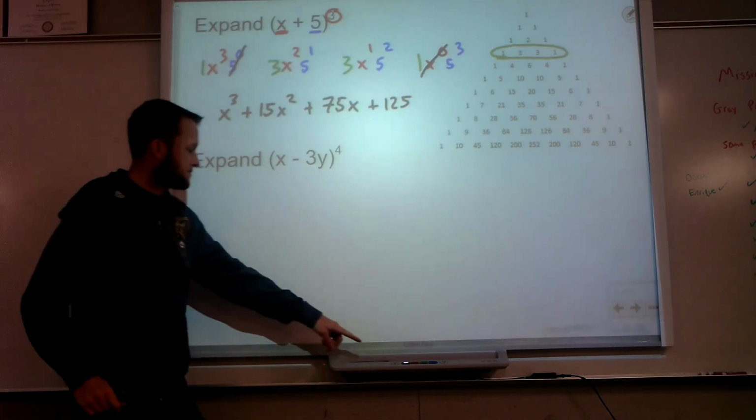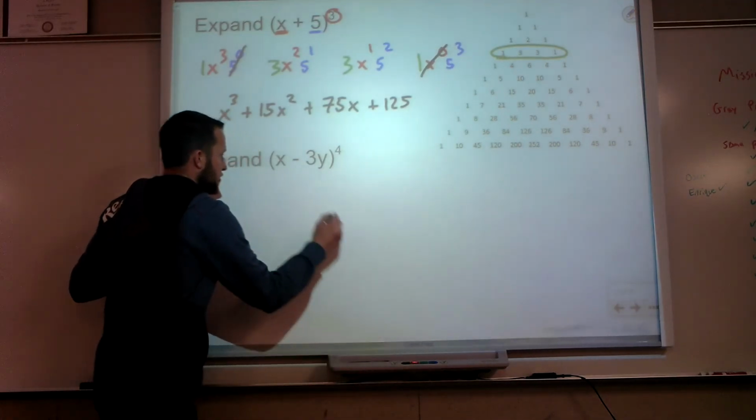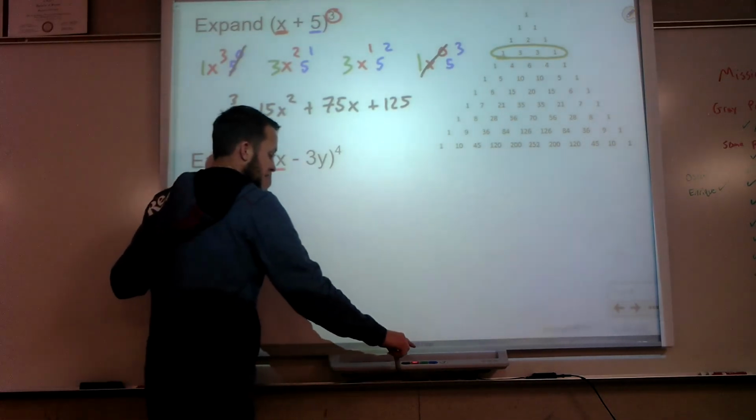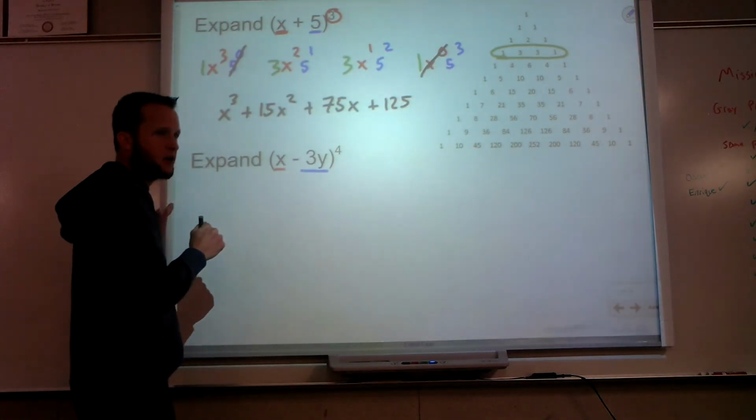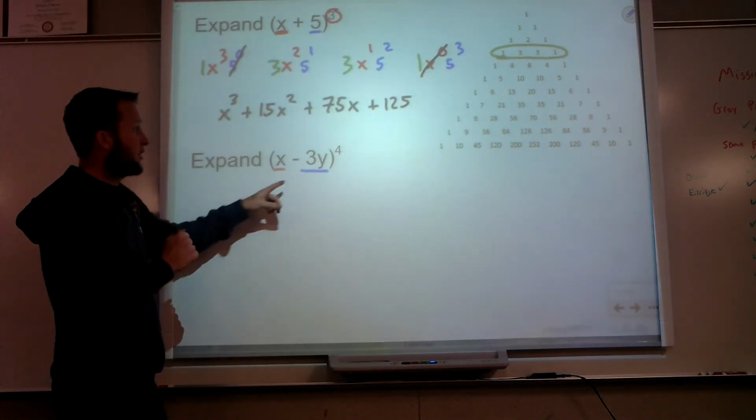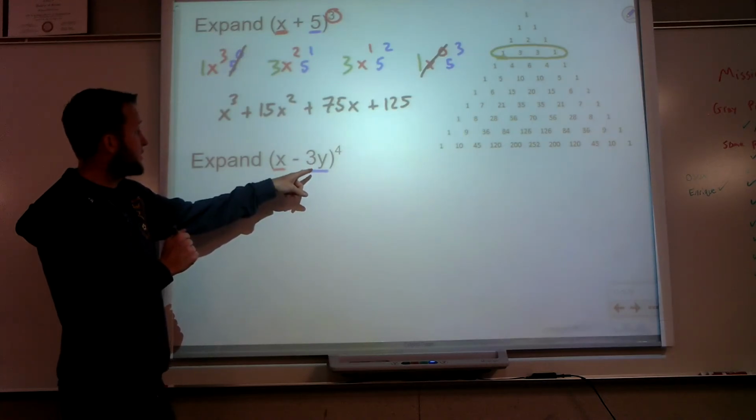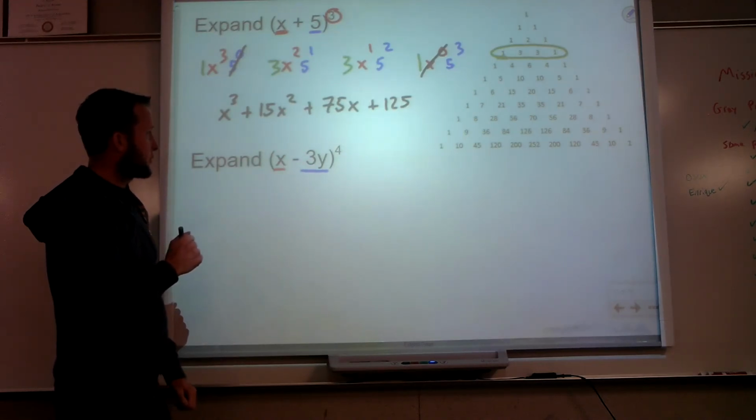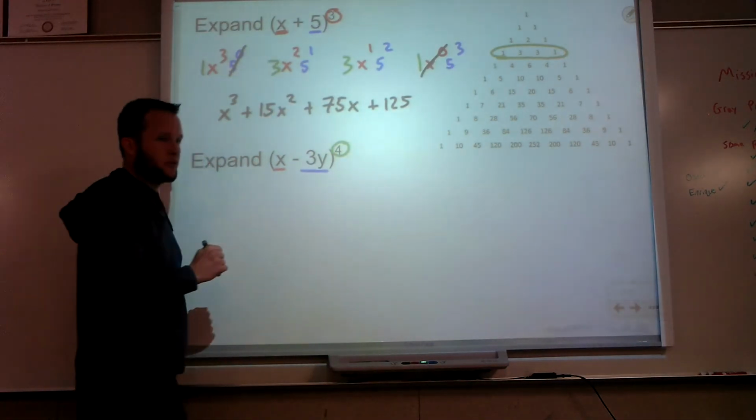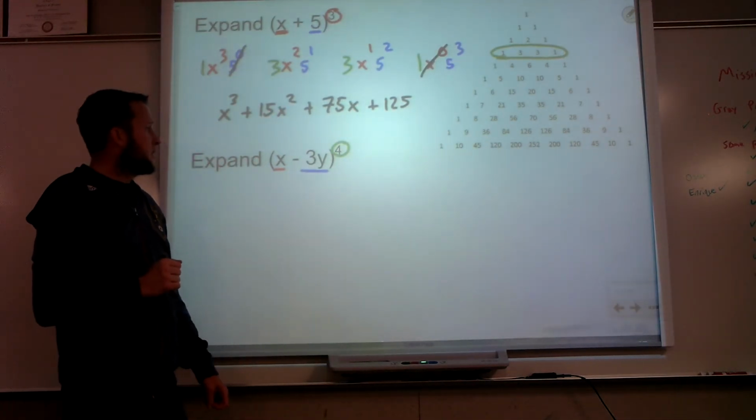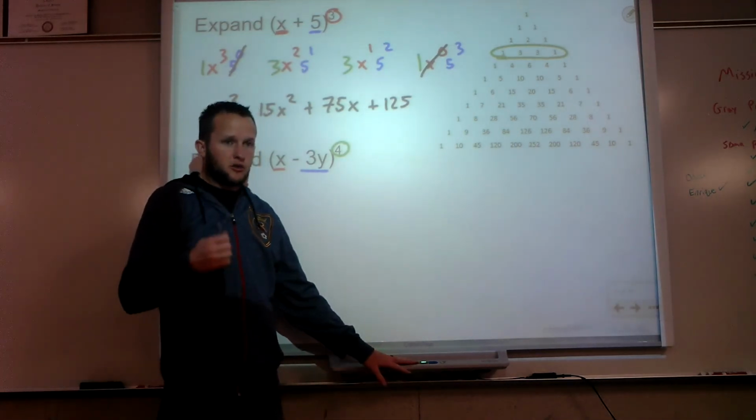Let's look at this one. Our first term is x. Our second term is negative 3y. We're going to see how we work with that negative as well as with a 3. We have a coefficient and another variable, so we've got a lot of things going on here. Let's see how that works. And we're raised to the 4th power. So here's what we're going to do. Follow those same 3 steps.